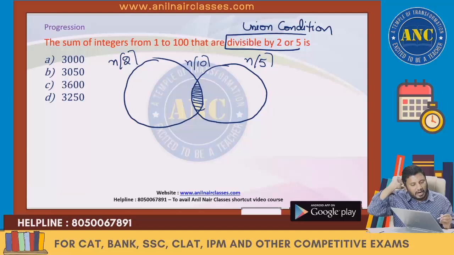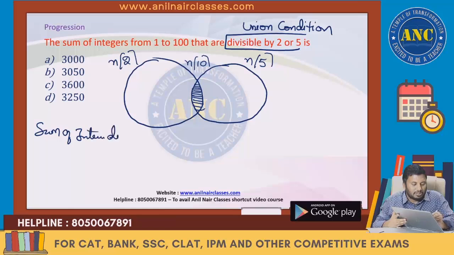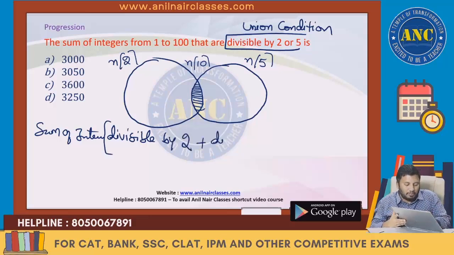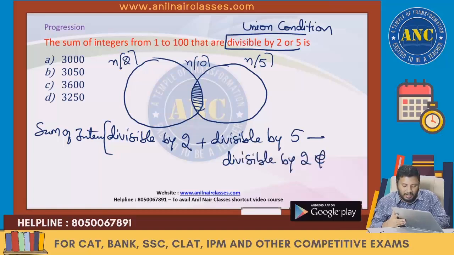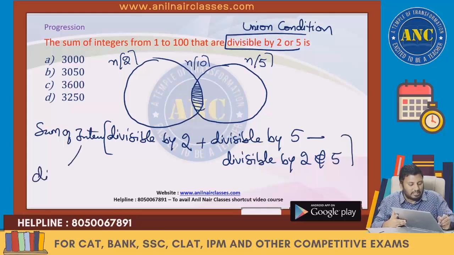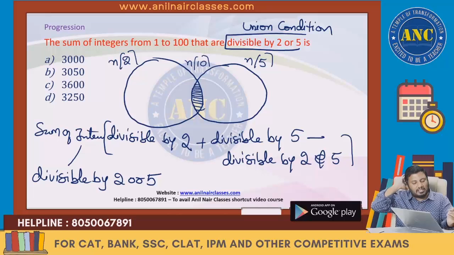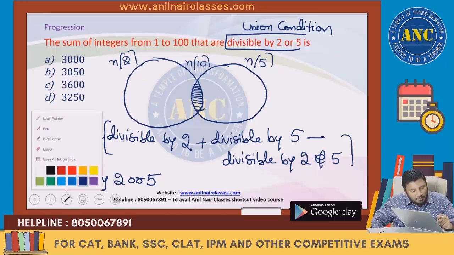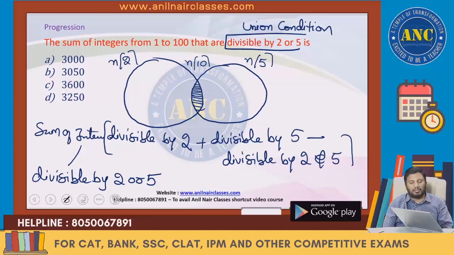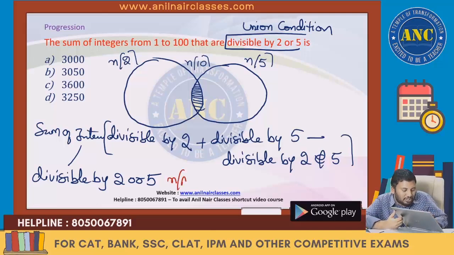So we have to subtract all this. The sum of the integers divisible by 2 or 5 is nothing but the sum of the integers divisible by 2, plus the sum of the integers divisible by 5, minus the sum of the integers divisible by 2 and 5. Now please write down this notation.